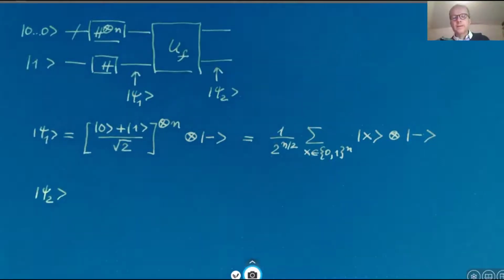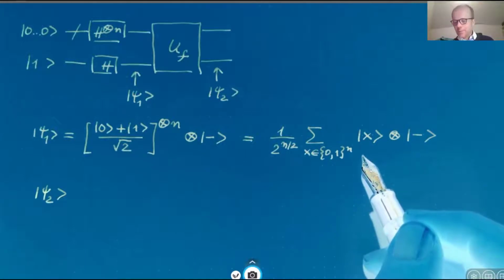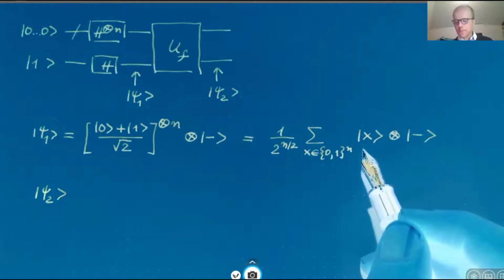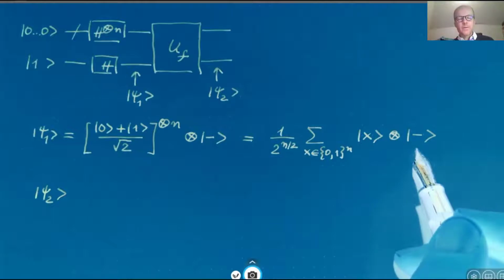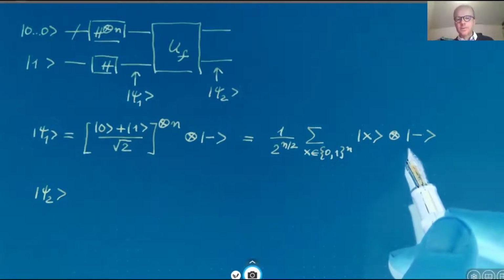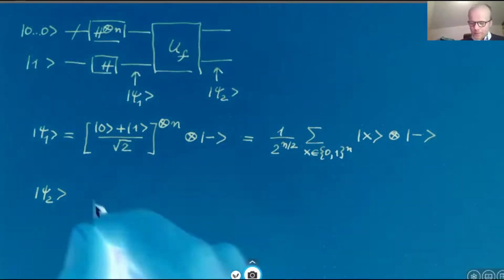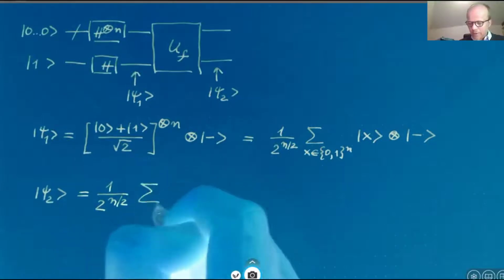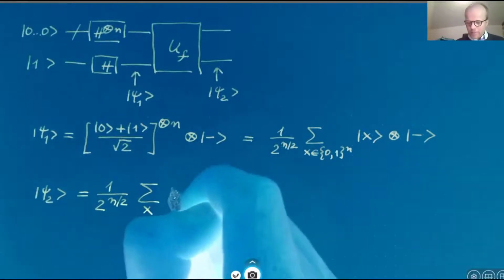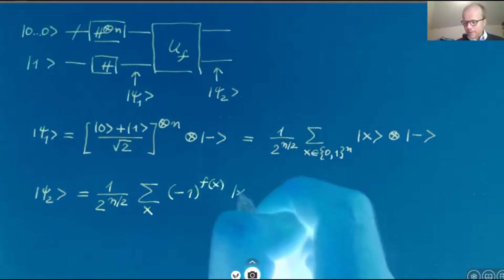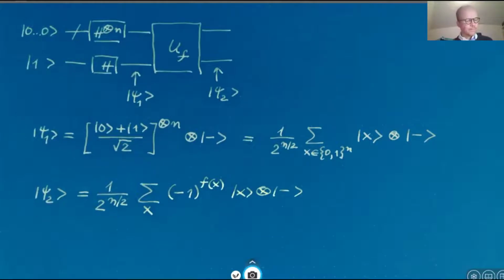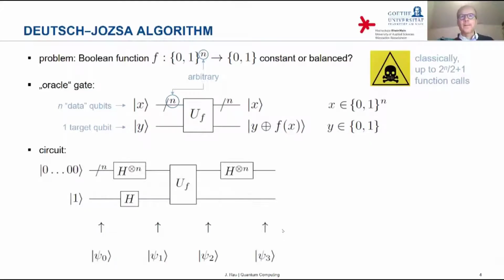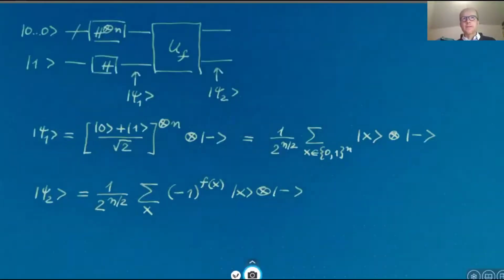So using that result, we get psi2. We've brought psi1 into a form where we have a sum of various terms, and each term is a tensor product x tensor minus. And we learned that x tensor minus is an eigenstate of the oracle. So we can immediately find psi2 is 1 over 2 to the power n half, sum over all x, minus 1 to the power f of x, x tensor minus. After the oracle, we apply Hadamard transformations once more, but only to the data qubits, and we obtain a state psi3.